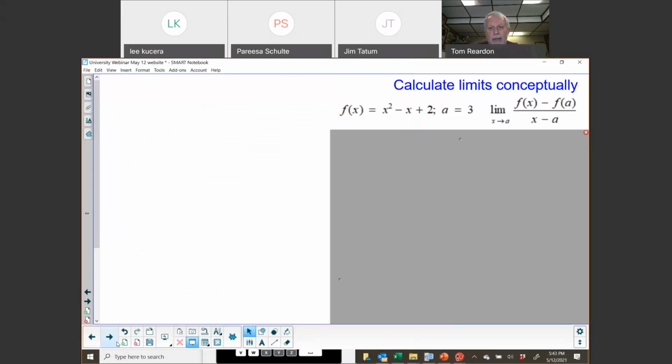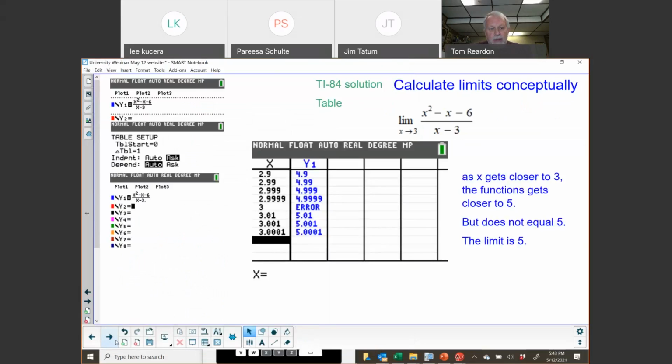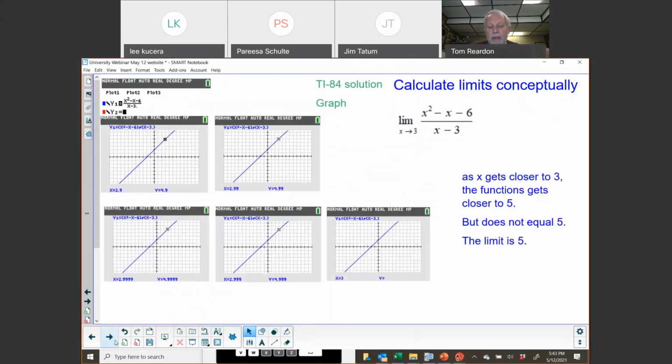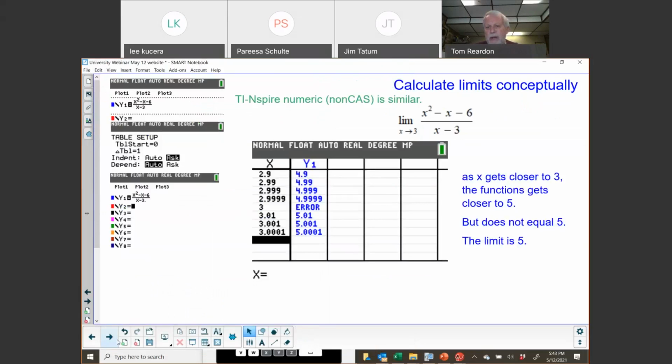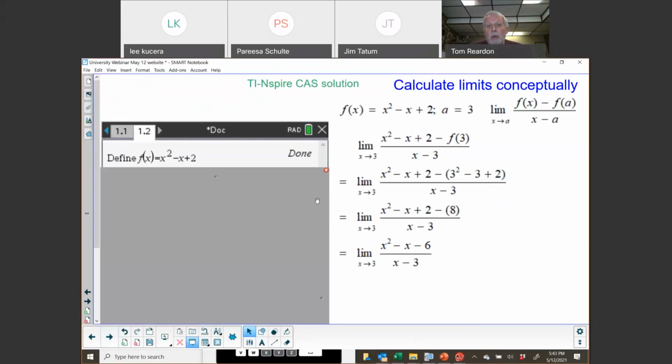Now, I also have this, the TI-84 table, I have the graph. These are all parts of what are on mine already for you. If I did this on Nspire, and Nspire would be very similar to this, so I'm not going to reproduce that one. But I am going to show you what it looks like with a CAS solution.